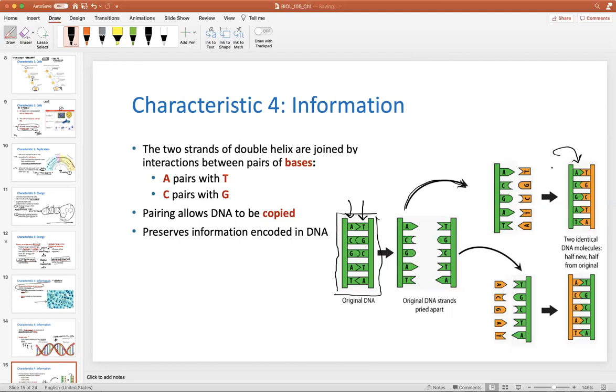Now, can you see that this here restores this here? So because of the base pairing rules of DNA, we are able to store and copy information. Okay, this pairing allows us to store and copy information. And it also preserves the information that's encoded in DNA.